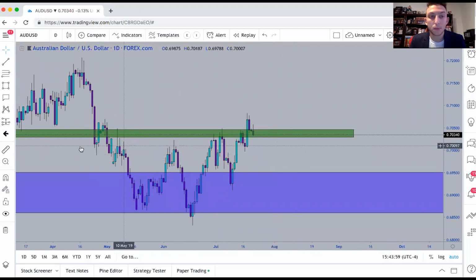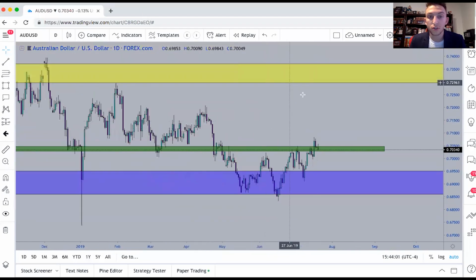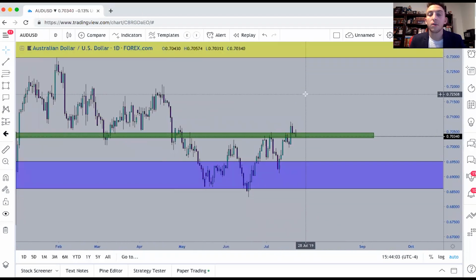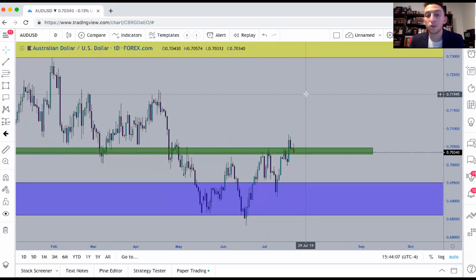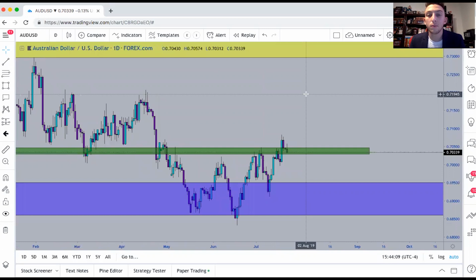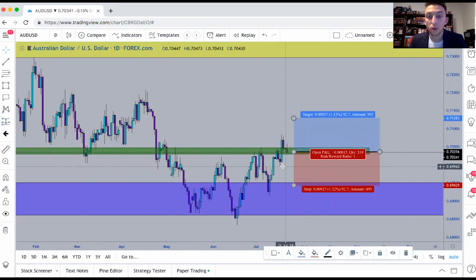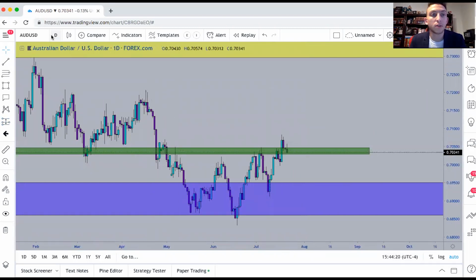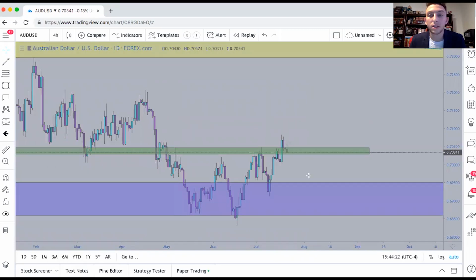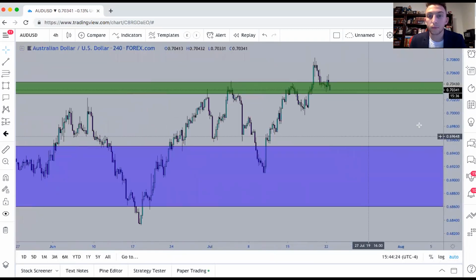Our last step is to use these structures and ask yourself, when is the best time to get into the market? Where do I want price to be for me to enter into this trade? We know that we're looking for buys, but when do I want to get in? Do I want to get in right now? I don't know. Let's break this down a little bit more, go down to the 4-hour time frame and see what's going on in the market.